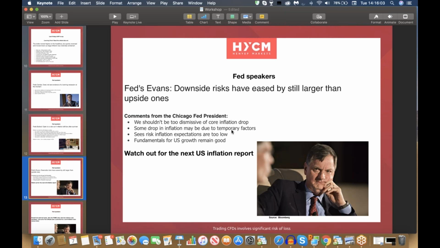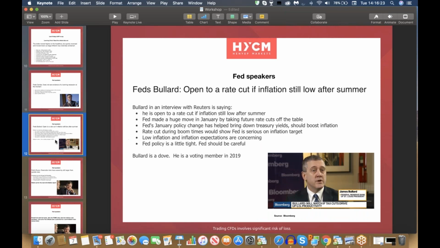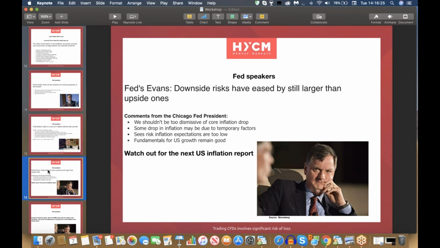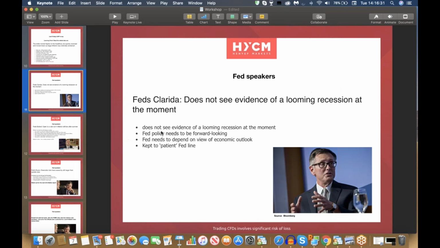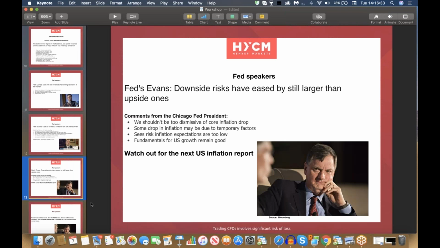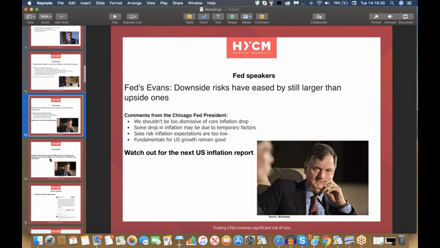So he said we shouldn't be too dismissive of the core inflation drop. So Fed's Evans is saying he's concerned about inflation. Some drop in inflation may be due to temporary factors, but he sees risk that inflation expectations are too low. So in other words, he's concerned about US inflation. So we know Bullard, we know Evans, both of them have mentioned that they're concerned about US inflation, and we know Clarida is keeping to the patient approach, looking at the next data points coming out.